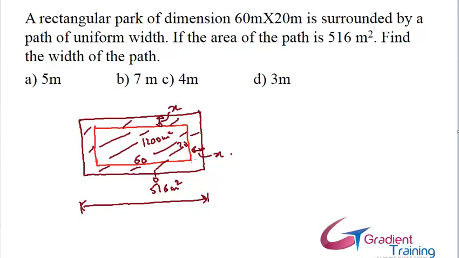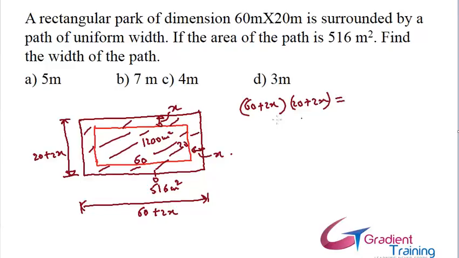This is 60, this part will be x and this part will be x, so the length of the outer rectangle would be 60 plus 2x. Similarly, the width of the outer rectangle would be 20 plus 2x, as x and x would also be on the other two sides, the width of the path. So we have an equation at hand: length into breadth of the outer rectangle is equal to the sum of the area of the park and the path, that is 1200 plus 516 meters square.